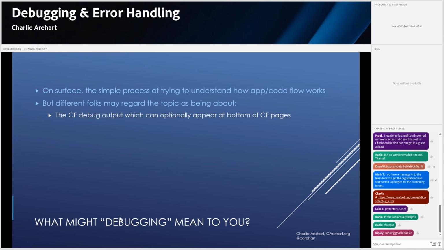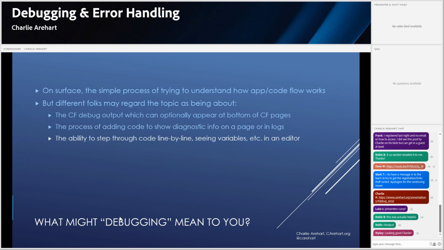Some see it as the CF debugging output that appears optionally at the bottom of a CF page. Some see it as the process of adding code to their app that shows more diagnostic information. And then others know that that's about stepping through their code line by line. Debugging can be literally line by line, stepping through your code. And I would have asked if anybody had other expectations, but we got to move on.